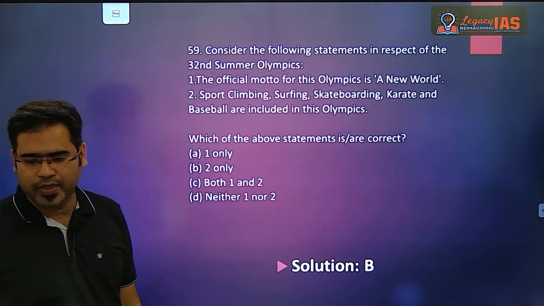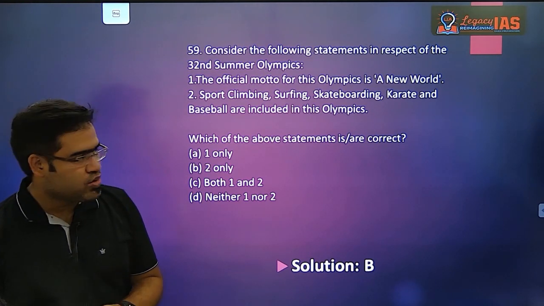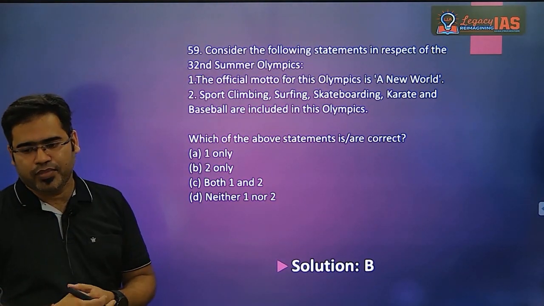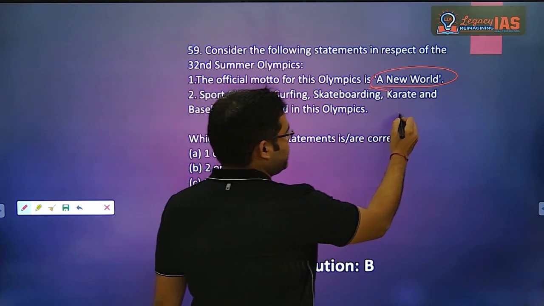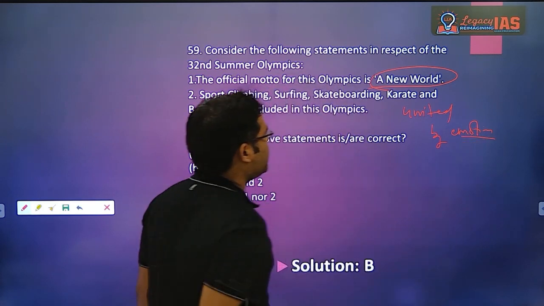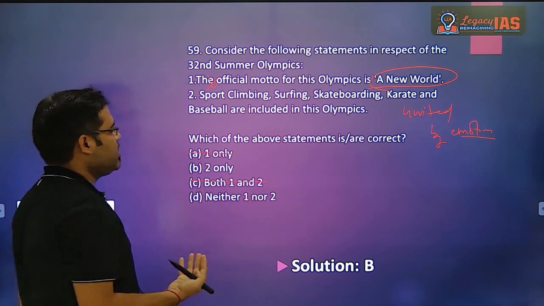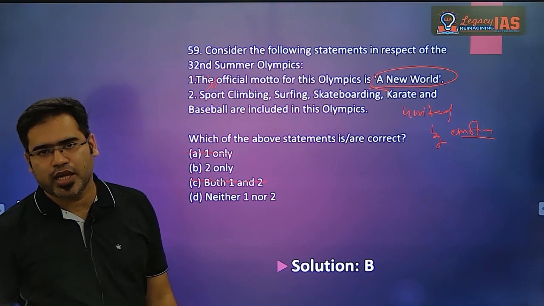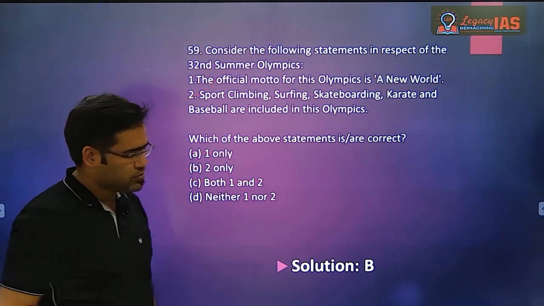Next question is 59. Consider the following statements in respect of the 32nd Summer Olympics. The first option says the official motto for this Olympics is "A New World". This is incorrect. It is "United by Emotions". So the first will not be the answer, and both will not be the answer. So the answer can be either B or D. Then we need to check the second. Sports climbing, surfing, skateboarding, karate and baseball are included in this Olympics. So this is correct, the second is correct. So the answer will definitely be B.